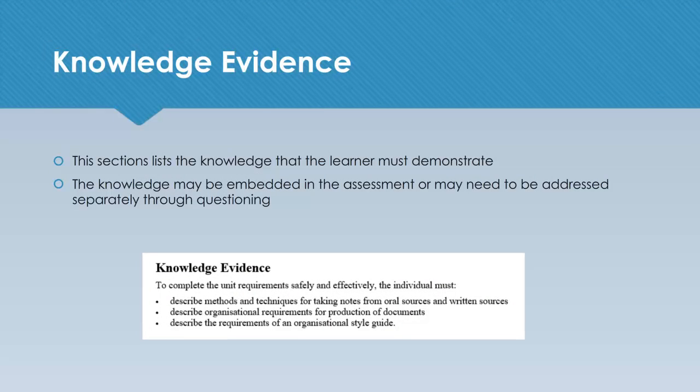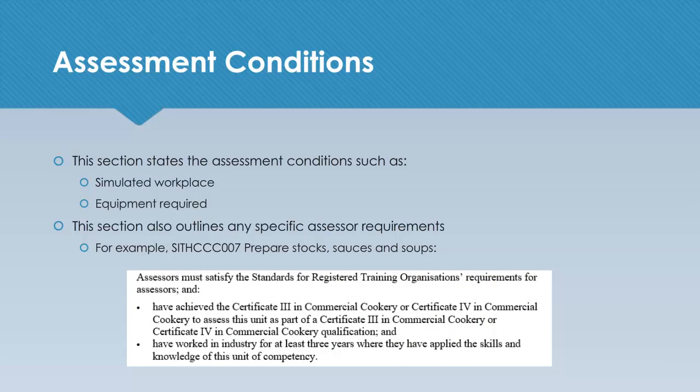The knowledge evidence section lists the knowledge that the learner must be able to demonstrate. The knowledge may be embedded in the assessment tasks, or it may need to be addressed separately through things like short answer questions. The assessment conditions outline the conditions that must be demonstrated. For example, it may be that the tasks have to take place in a simulated or real workplace. It may be that there is specific equipment that must be used. This section also outlines the assessor requirements.